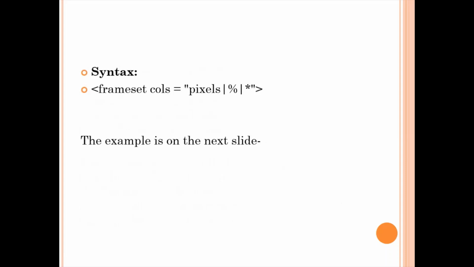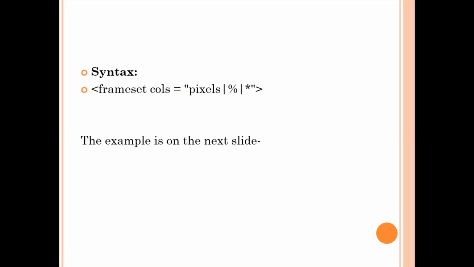Check the syntax. If we want to use the cols, we will use the element frameset, and use the attribute cols, rows, framespacing, etc. Give the value in pixels or in percentage. Here there is a special sign, that is the asterisk star sign. This is most important to know. This sign indicates the remaining space.